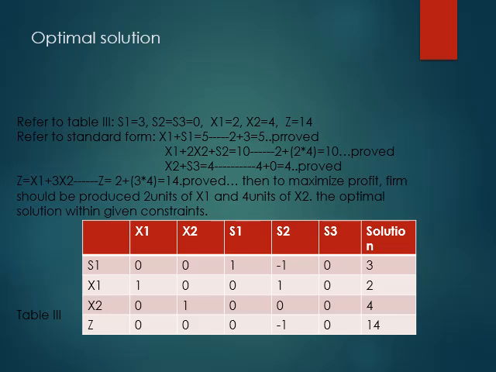Then, to maximize profit, firms should produce 2 units of x1 and 4 units of x2. This is the optimal solution within the given constraints.